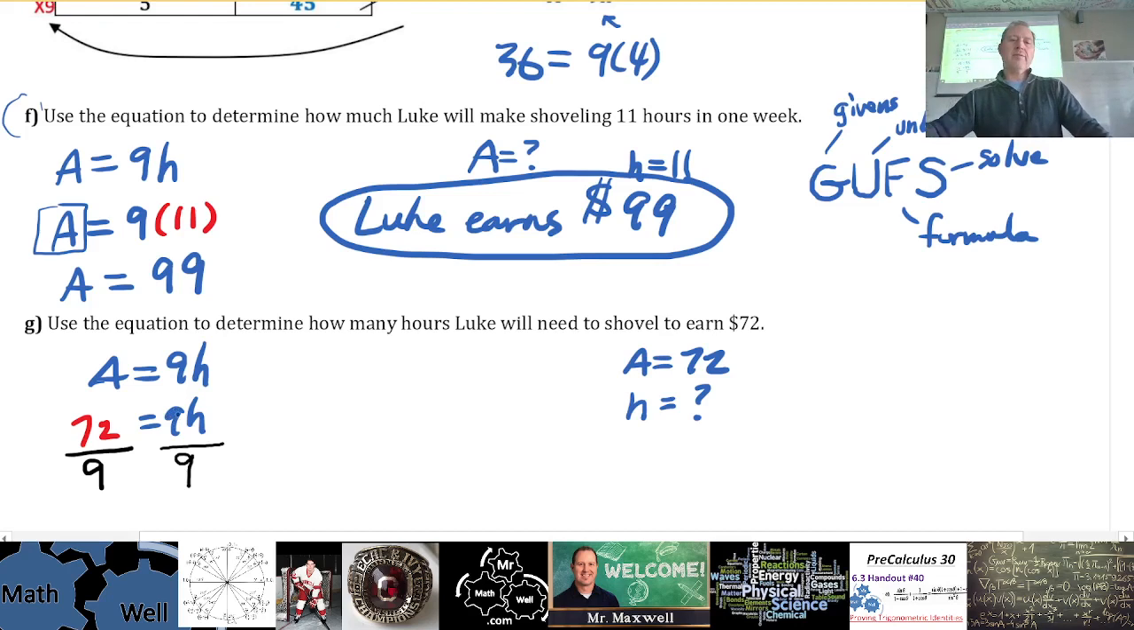So 9 divided by 9 is 1. So now I have my H all by itself. I'll just kind of go over here. H is all by itself. And what's on the other side? This simplifies to 8. Okay, so H equals 8.